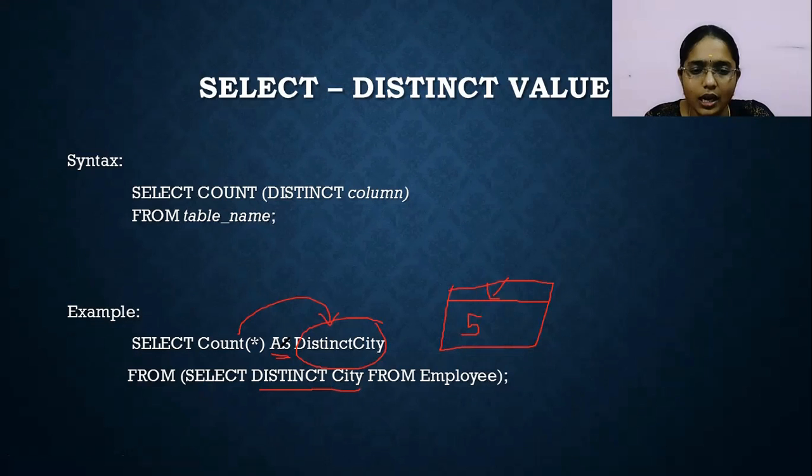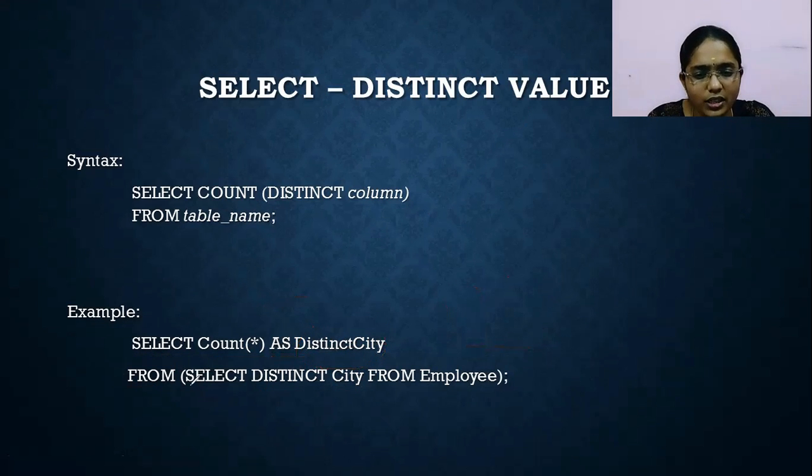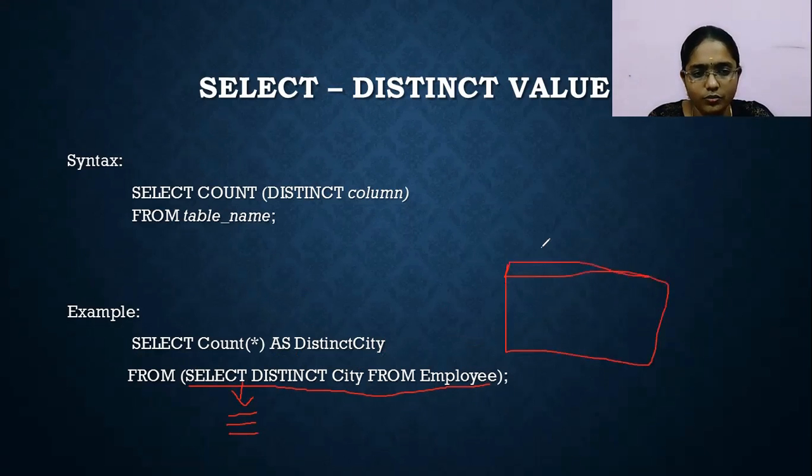Select star as distinct count, as distinct city from. So you can notice this statement, right? This statement. So this is all about your subqueries. So speaking about the subquery, the inner query result will be the condition part of your outer query. So what happened here, this particular query is going to give you the distinct cities, city values is going to be given. The count of it is going to be stored in a name of distinct city.